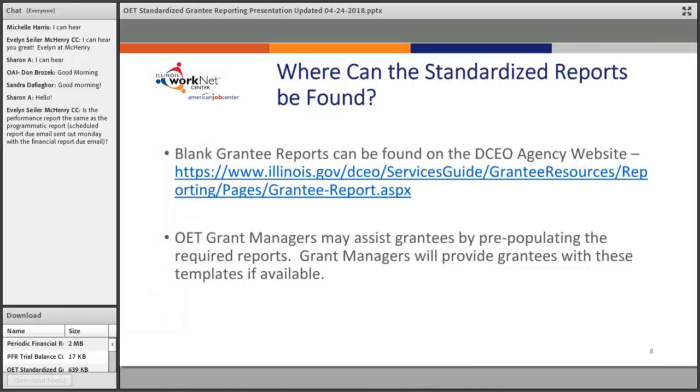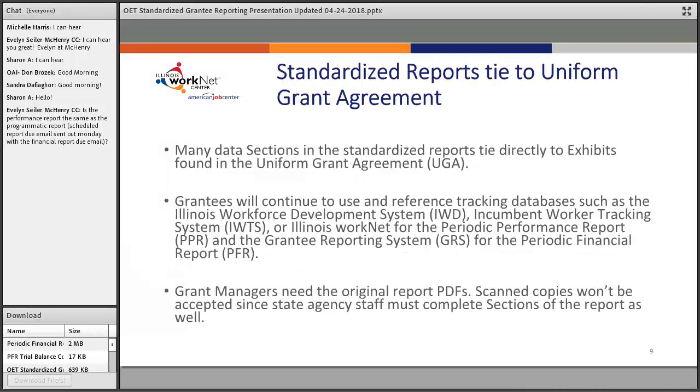Blank grantee reports can be found on the DCEO agency website at the address, but like I said, we attach these to the pod, and we attach the blank grantee report to your email requesting this meeting. So now, I don't pre-populate the fields on the required report. I have too many grants to do that, so I'm sorry, guys.